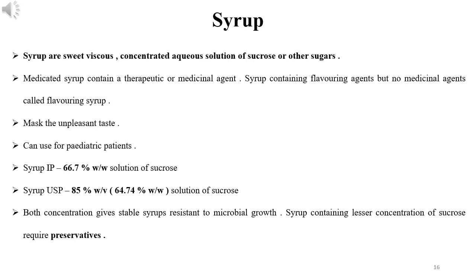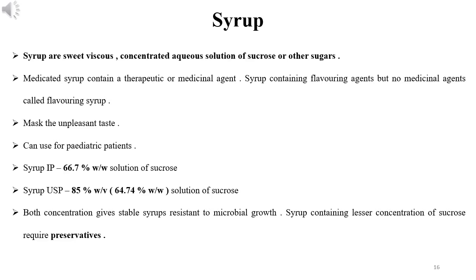So what is the concentration of syrup? IP stands for Indian Pharmacopoeia. USP stands for United States Pharmacopoeia. So as per IP, a 66.7% weight by weight solution of sucrose is called syrup.